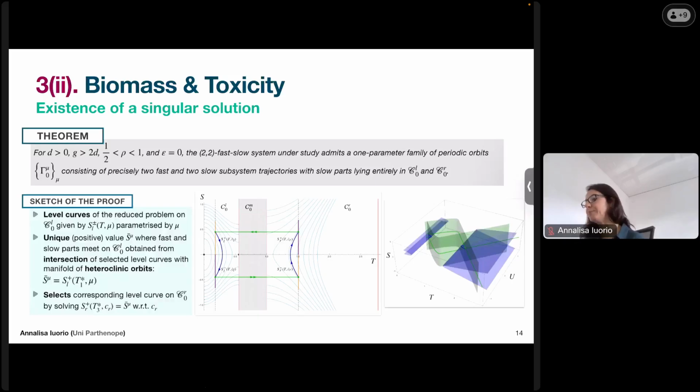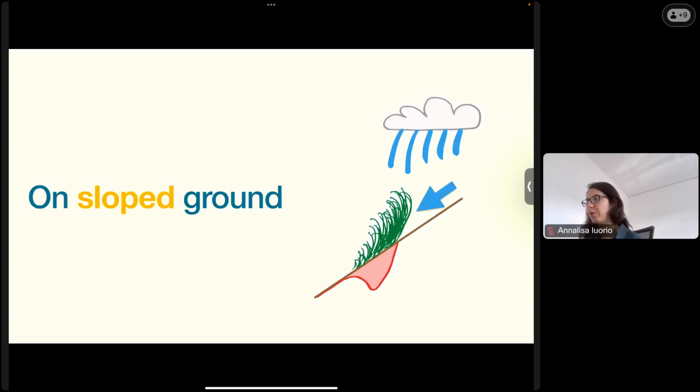I think I will skip the details of the proof, but essentially, as soon as you have fixed one of the slow orbits on the left-hand side, there is only one way to close the loop. So you really have a family of periodic orbits parametrized by this value. So this is what also gives you your family of periodic orbits that are also observed numerically.